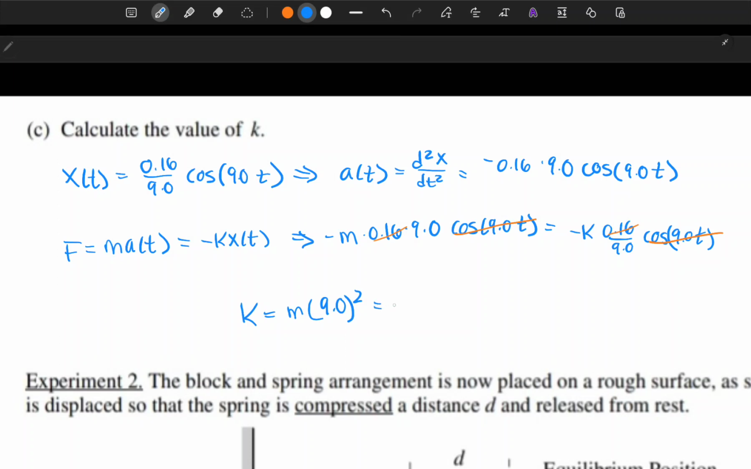So this is equal to 0.3 kilograms times 81, which here is equal to 24.3. And we'll call this about 24 newtons per meter, which is the K constant for this spring.